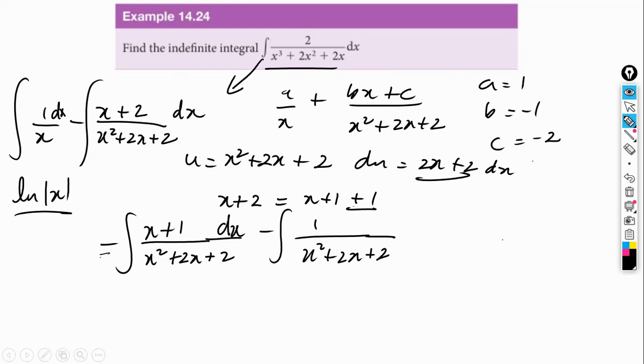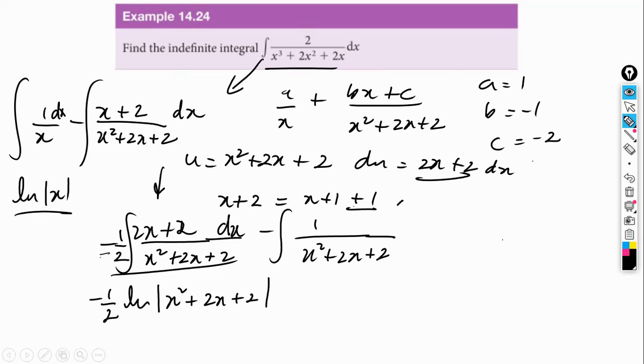Okay, so now we're ready to fix this problem, right? Because we need 2x plus 2 up here. I could multiply this by 2 and this also by 2. So that means that this integral, since we now can use substitution, would simply be minus 1/2 times the natural logarithm of the absolute value of x squared plus 2x plus 2.